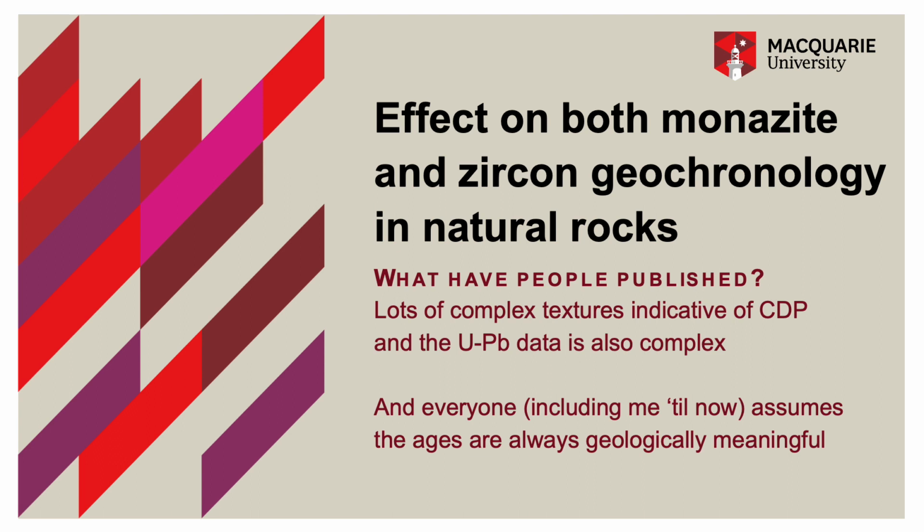So what have people interpreted in natural rocks, and what have they published? We can find lots of examples of complex textures that are indicative of coupled dissolution precipitation, and people report this as their interpretation. Their uranium-lead data is also complex, and so how we treat and interpret that data is quite fundamental to understanding the process and what it's telling us about geological processes. Everyone, including me until now, assumed that the ages we were getting were always geologically meaningful.